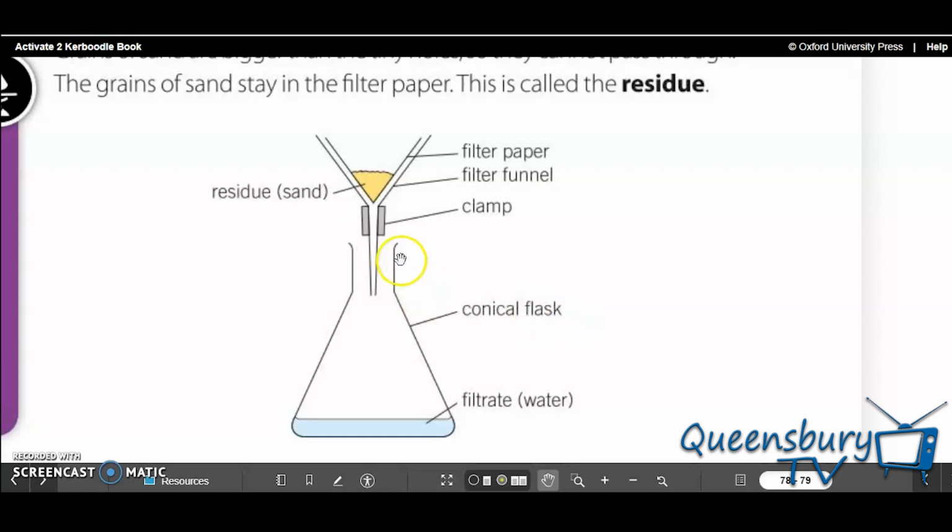So the conical flask is this apparatus here, and it's made from glass. So just to recap: filter paper, filter funnel, conical flask, and if you wish, you can mention the clamp.